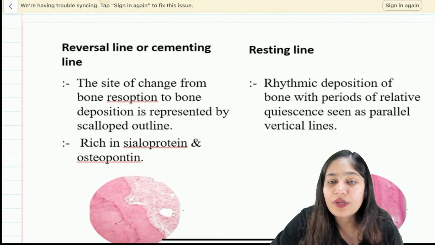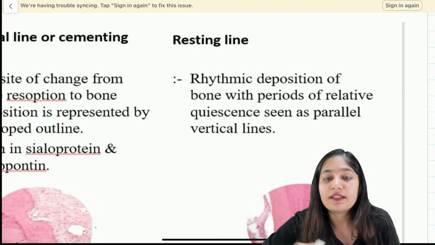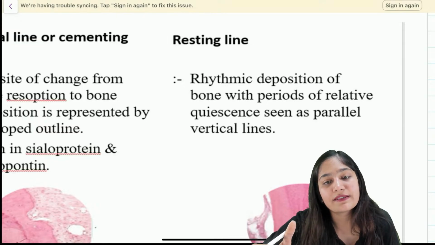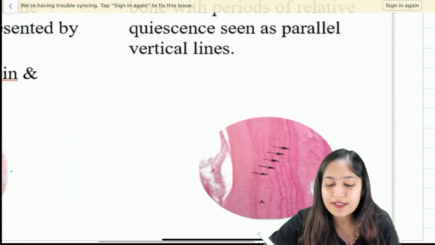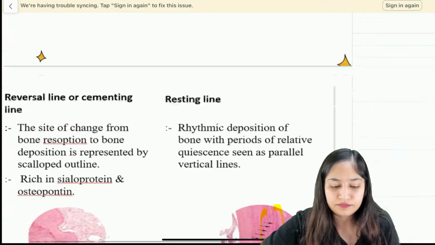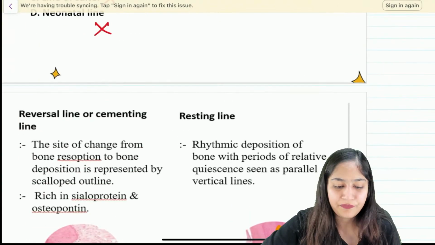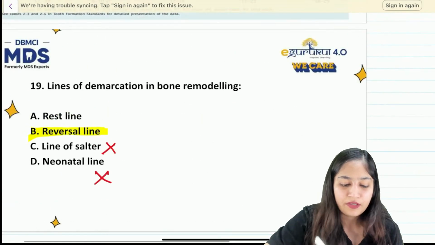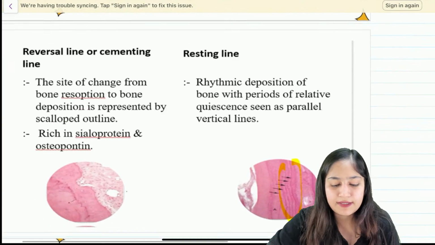Coming to resting line, it is mainly the resting phase, quiescent line. Deposition of bone with periods of rest. So during rest, resting line will be present. Here you can see parallel vertical lines. These are resting lines. Right? So resting line also we have discussed, and we have discussed about the reversal lines.